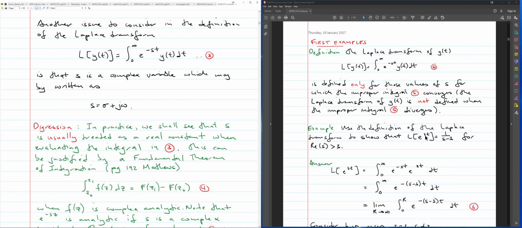So your Laplace transform of e to the 3t is going to exist and be equal to 1 on s minus 3 only when your real part of s, in other words the sigma over here, is in fact bigger than 3. Notice your convergence over here, the existence of the Laplace transform, is not conditional on the omega. It's only conditional on this real part over here, the sigma.